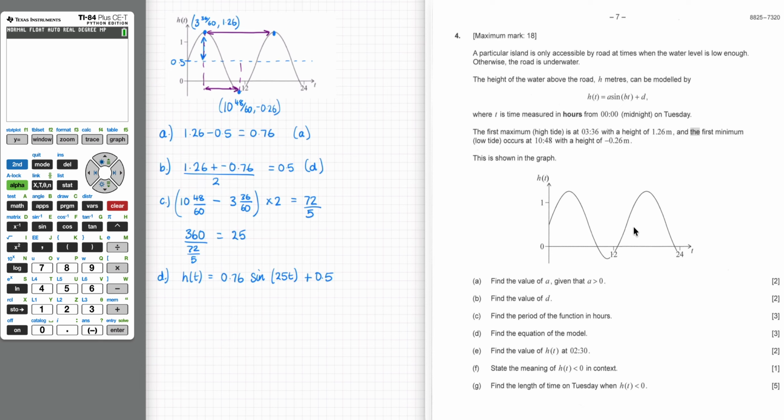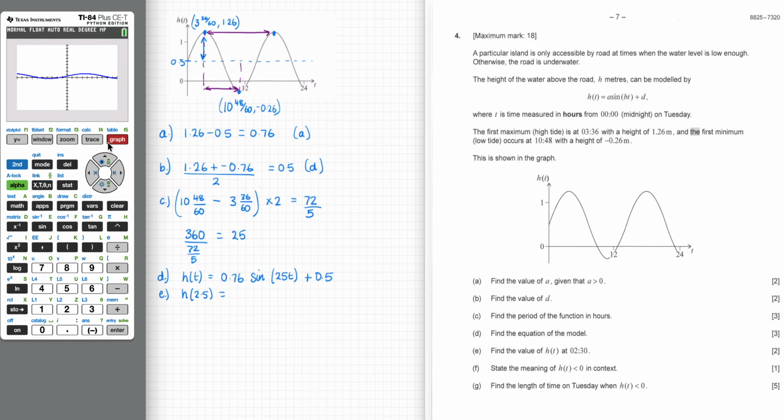So for part E, I'm then finding the value of h of t at 2:30. So 2:30 is 2.5 because 30 minutes is half an hour. Okay. I'm actually going to write this out properly. So h of 2.5. And this would be enough for your working out. Now, personally, what I would do here is actually graph the whole equation. So 0.76 sine of 25x and plus 0.5.